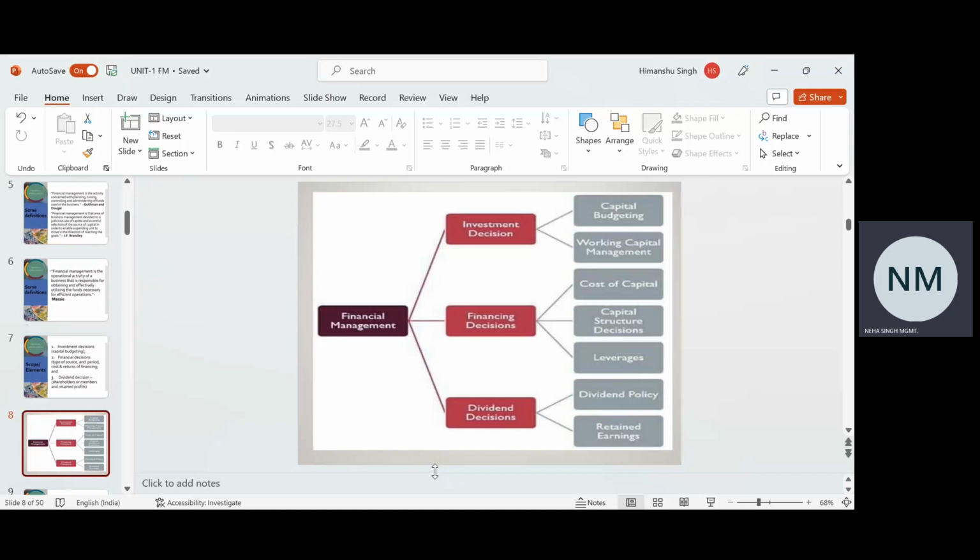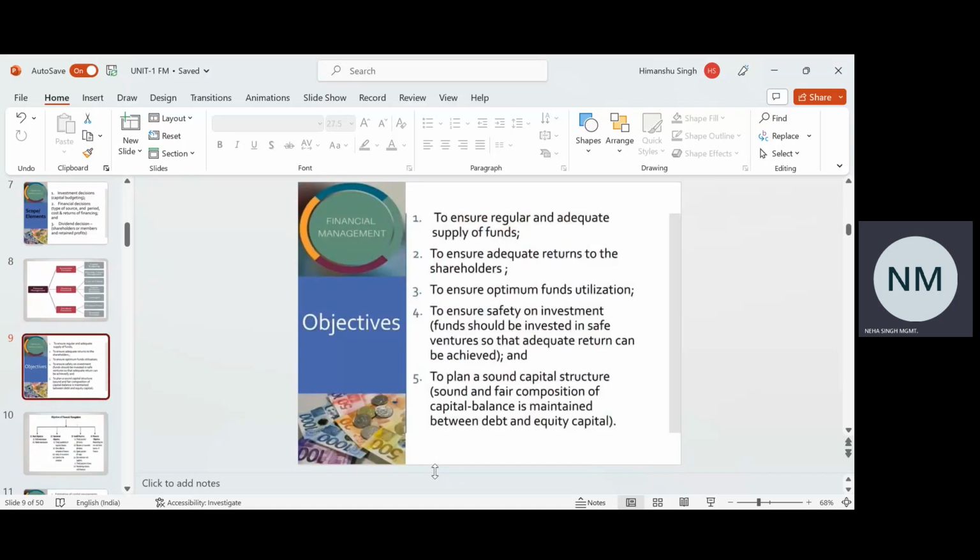Hope I am able to clarify the overall meaning of financial management. To take the financing decision, the investment decision, and the dividend decision, we have certain rules, tools and techniques through which we can take these three decisions. Moving towards our next slide, which tells about the objectives of an organization.